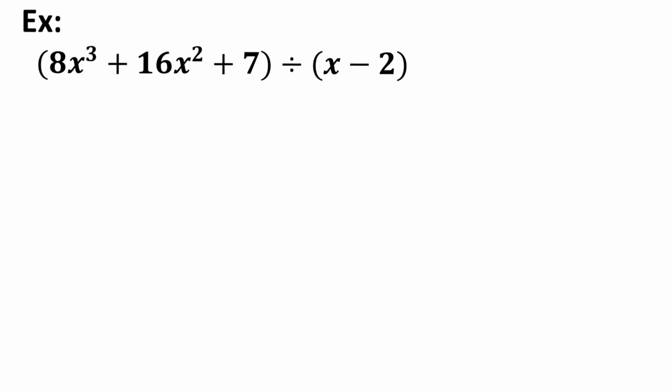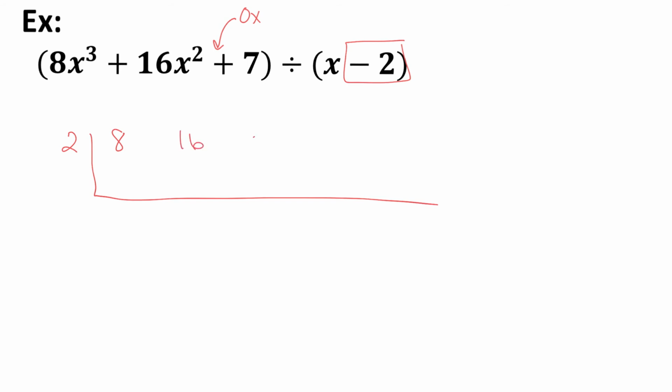All right, last example. 8x to the third plus 16x squared plus 7. Immediately I notice that I'm missing an x, and so this would be 0x. And I'm going to divide it by x minus 2. So I'm going to put the opposite of this on the outside, and then put your coefficients. 8, 16, 0, and 7. And if you want to go ahead and make your box right there to know that that's going to be your remainder. Immediately drop down your first number.